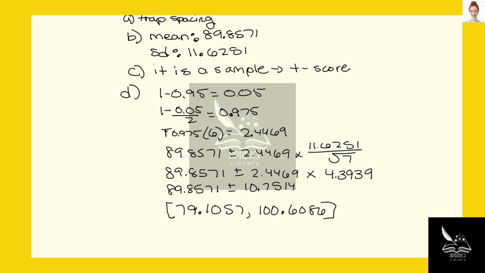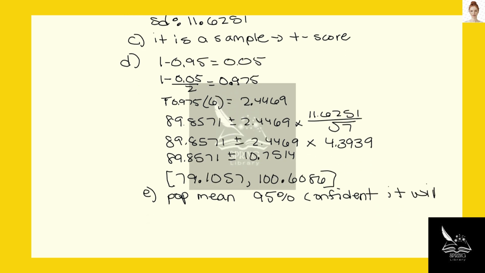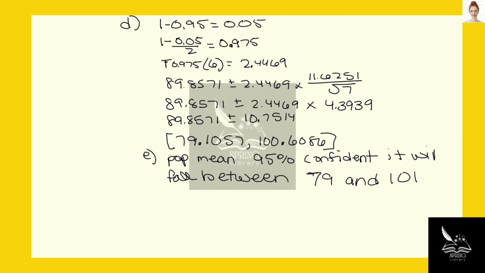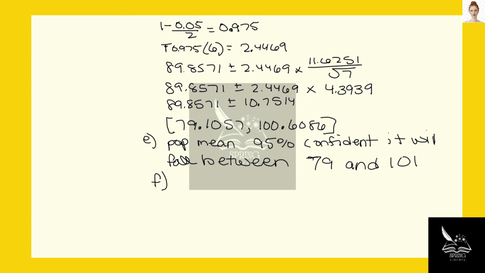So that means that the population mean, we are 95% confident, will fall between, we'll say like 79 and 101. I just rounded to the nearest one place. Then it says F, what conditions must be satisfied for the interval in D to be valid? It must be a normal distribution.